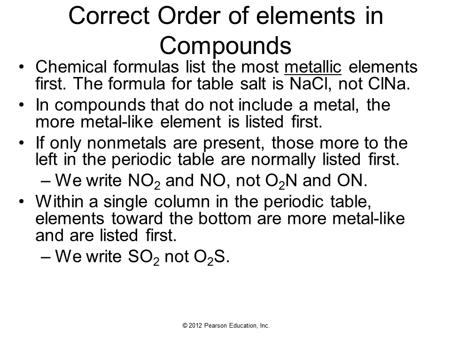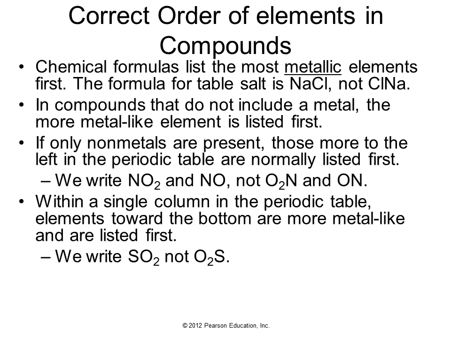What is the correct order of elements in a compound? Well, chemical formulas list the most metallic elements first. For instance, sodium chloride is Na and Cl, not Cl then Na, because sodium is a metal and chlorine is a nonmetal.